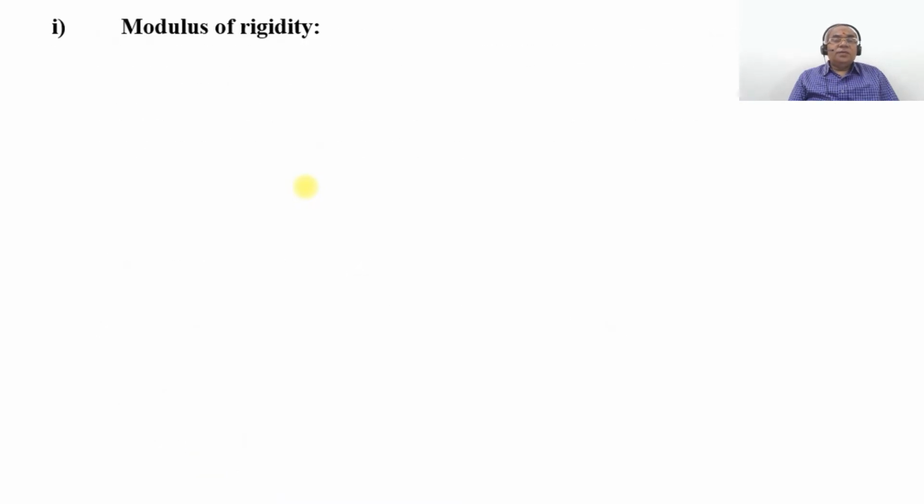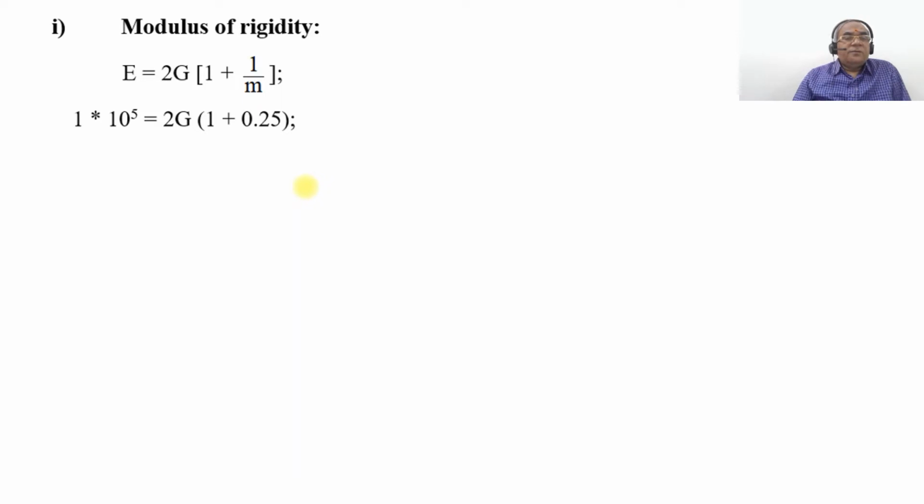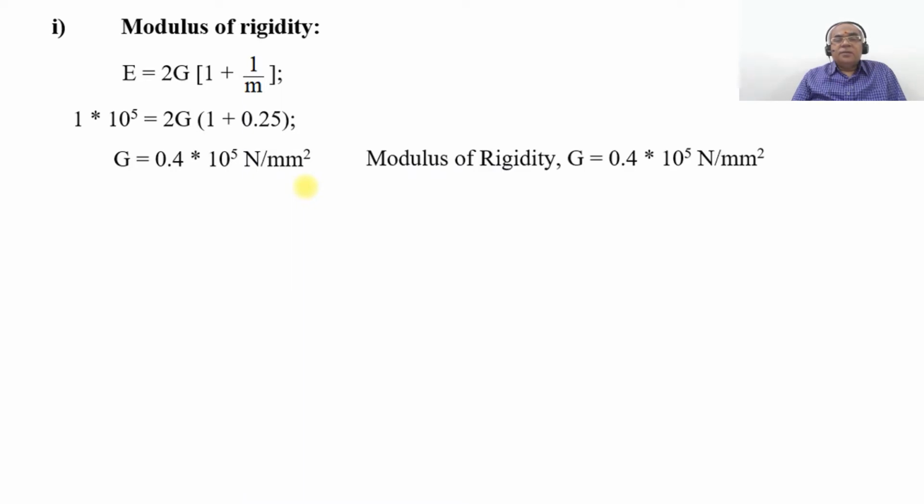Then what you need is modulus of rigidity. Modulus of rigidity is given by E is equal to 2G into 1 plus 1 by m. So 1 into 10 to the power of 5 is equal to 2G into 1 plus 1 by m, which is nothing but 0.25. So modulus of rigidity G, on simplification, you are going to get as 0.4 into 10 to the power of 5 Newton per mm square.